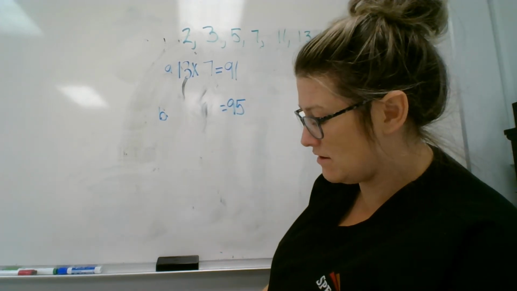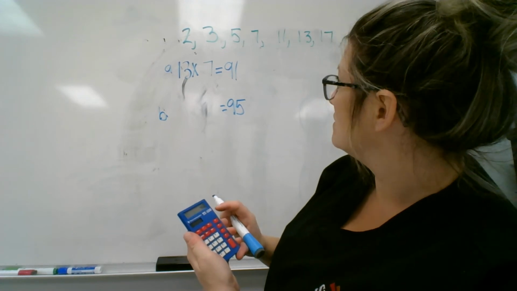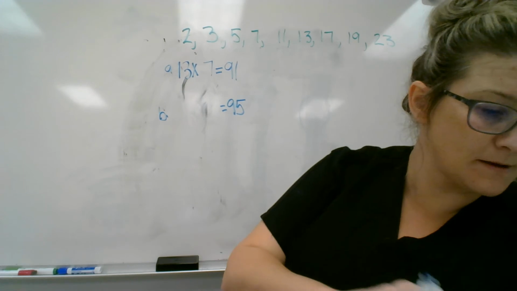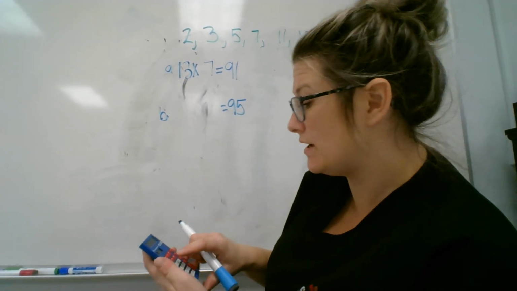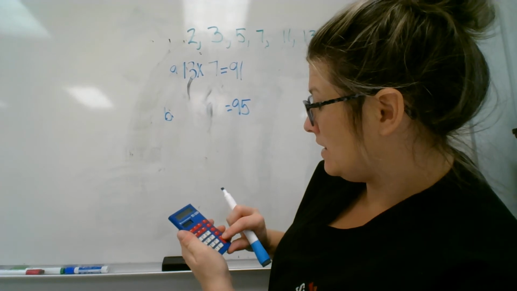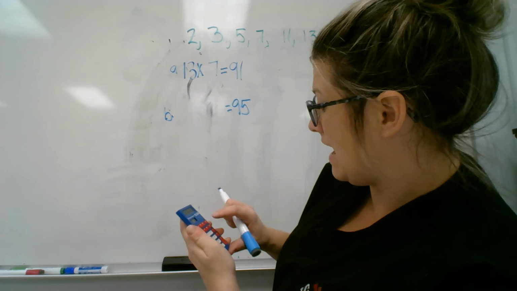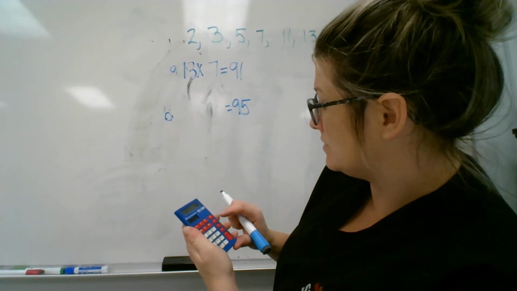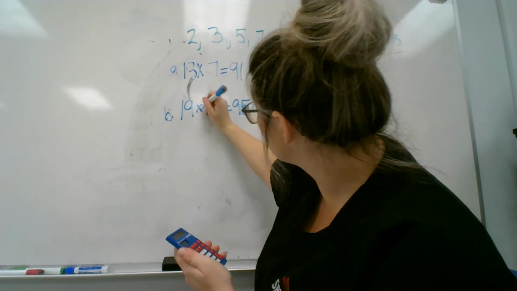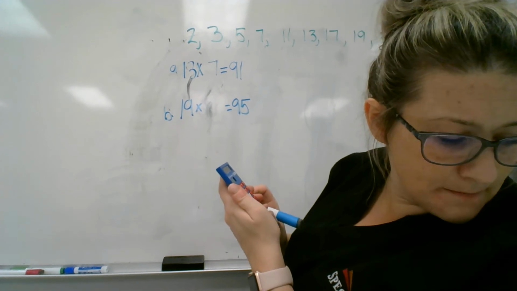All right, so starting at 2, 95 divided by 2 equals, well, it equals 46, but I don't want to have that big of a number. 95 divided by 3 equals 31.6. Nope. 95 divided by 5 equals 19. I'll start there. 19 times what is 95? Let's see.